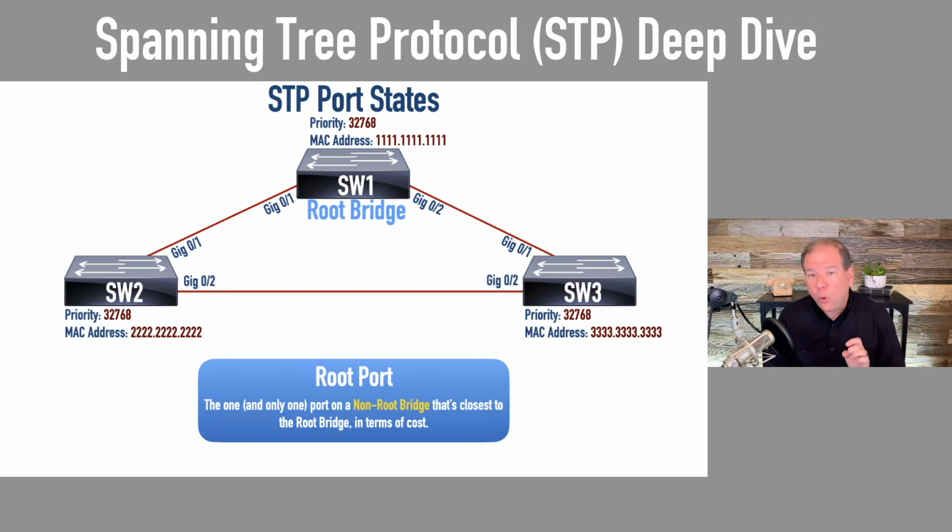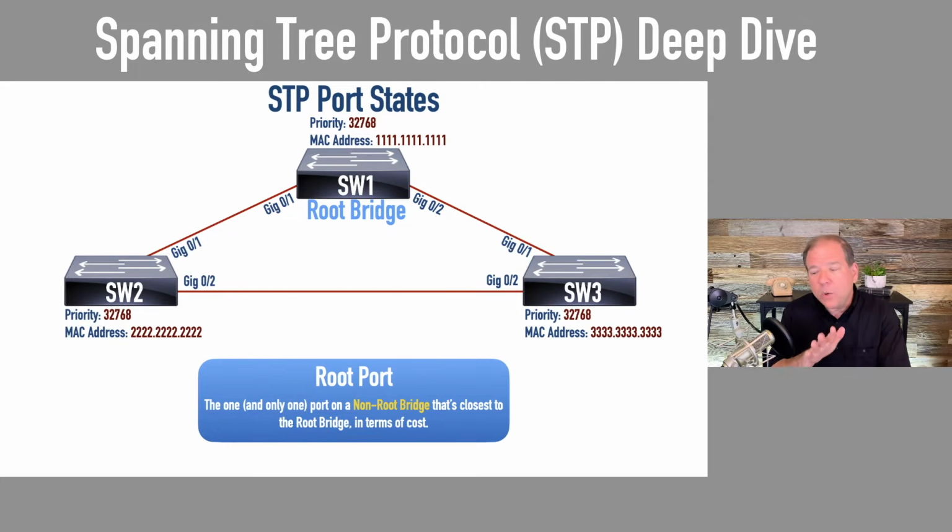Now, a root port, hear me on this, is the one and only one port on, and here's the big point, a non-root bridge that's closest to the root in terms of cost. Let me break that down for you. It's on a non-root bridge. So the root bridge itself, SW1 in our case, has 0 root ports. These are on non-root bridges, and there's only one on each of those non-root bridges. And it's the port that's closest to the root in terms of cost.